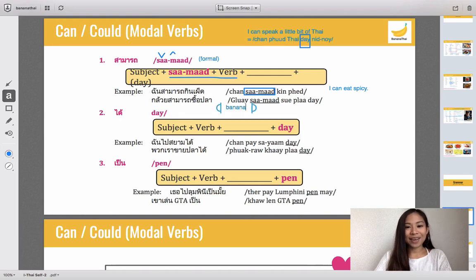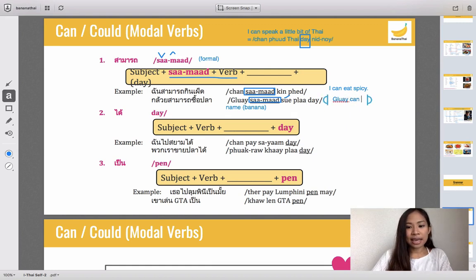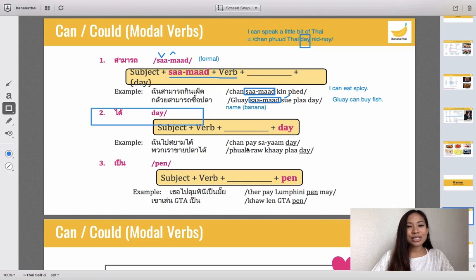The next one: กล้วย is banana, but some people in Thailand are called กล้วย as a nickname. So in this case I would say กล้วยสามารถซื้อปลาได้. กล้วย is the name of the girl, can ซื้อ, and ซื้อ is to buy. กล้วย can buy fish. In case กล้วย is around the market, กล้วย can buy fish. That's it: สามารถ plus verb is formal.